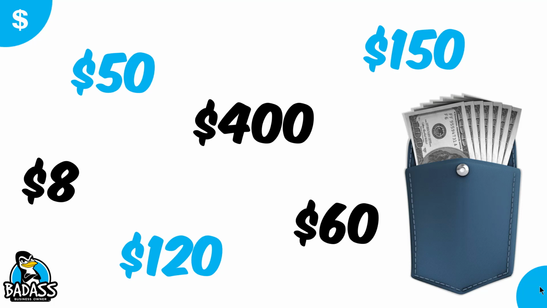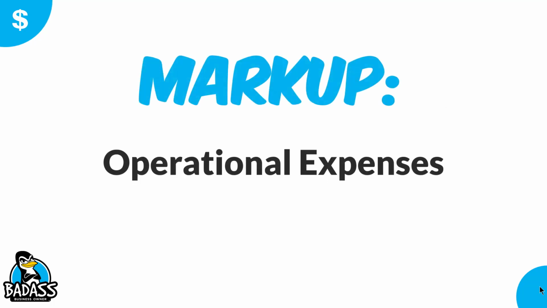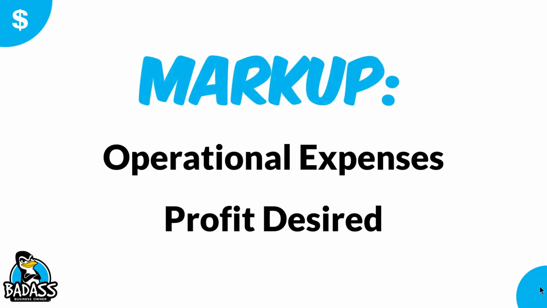But the reality is there really is a formula or something you should be at least looking at when you set this. You don't just want to be picking any number out of the sky because really what your markup is going to cover, it's going to cover your operational expenses and the profit that you desire in your business. So the markup is going to be a combination of these items. So you need to make sure that you're picking the right number that's going to cover both of these.